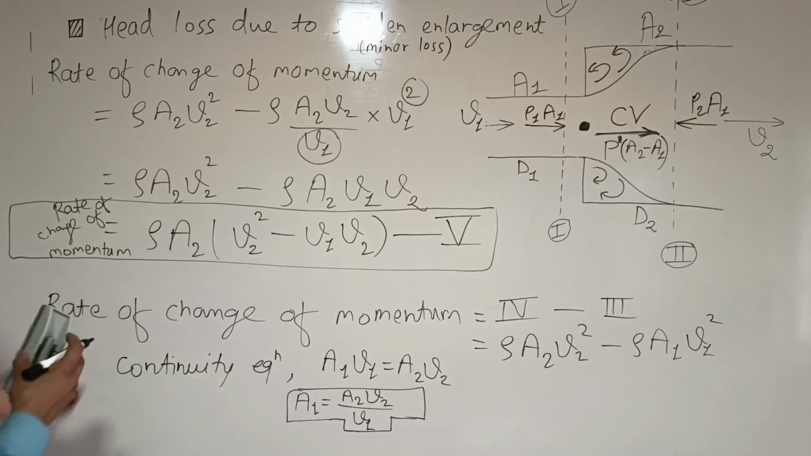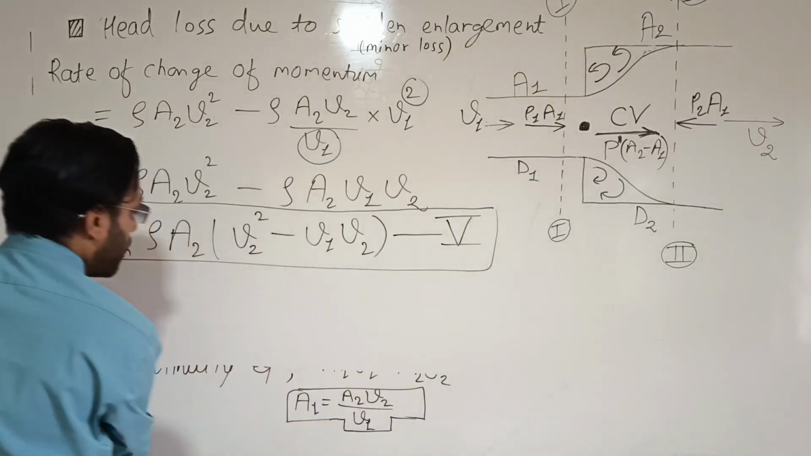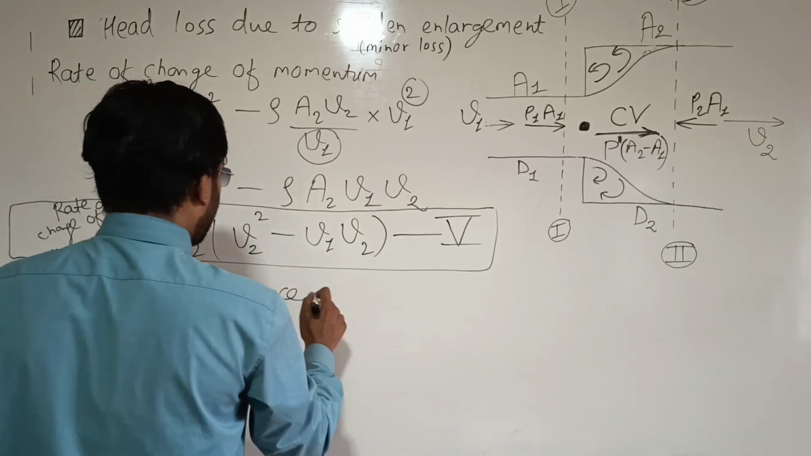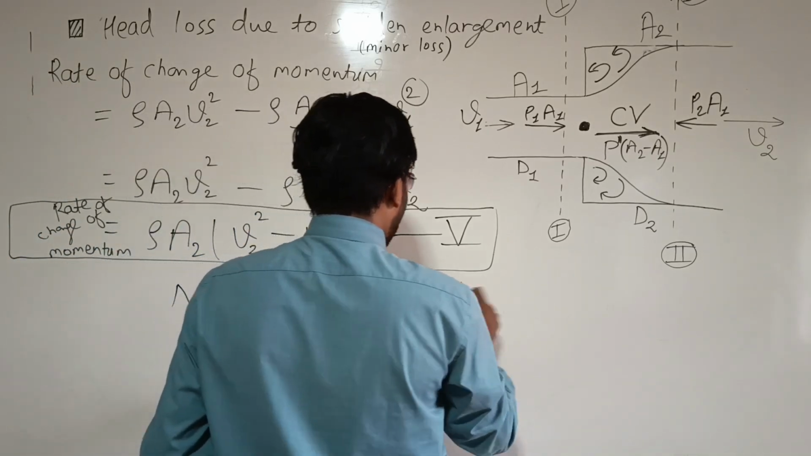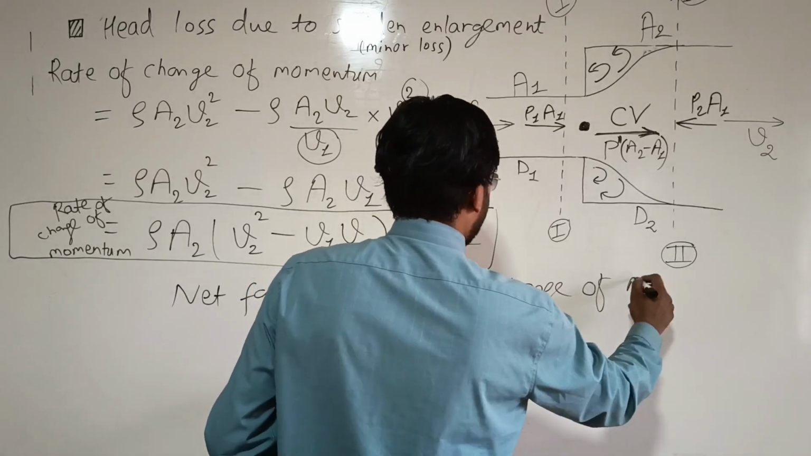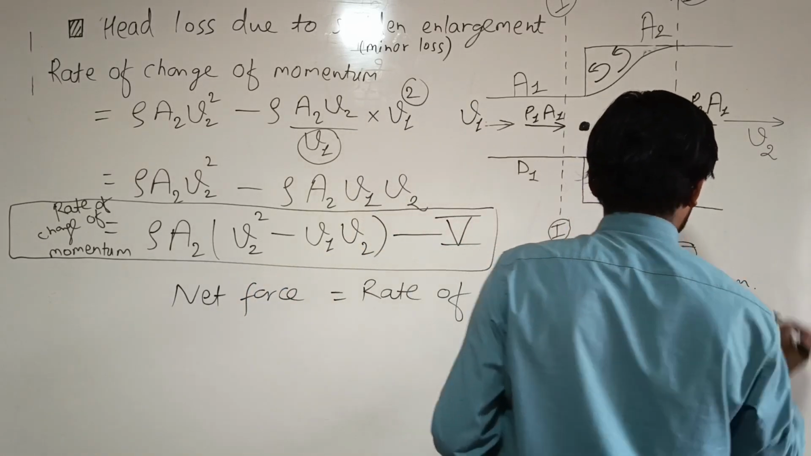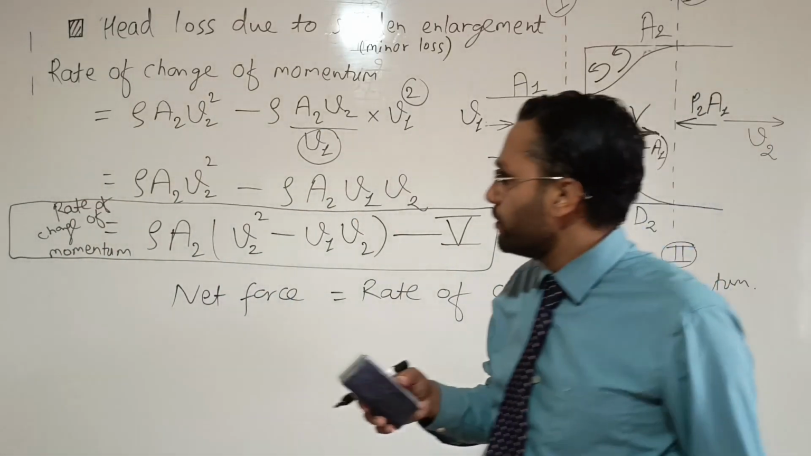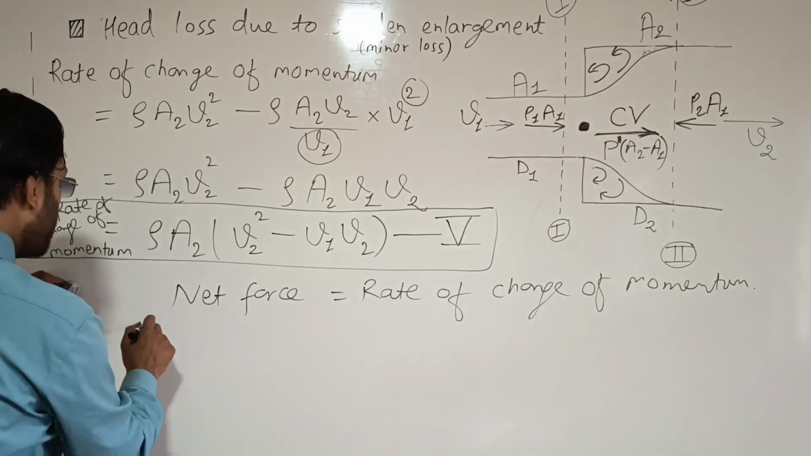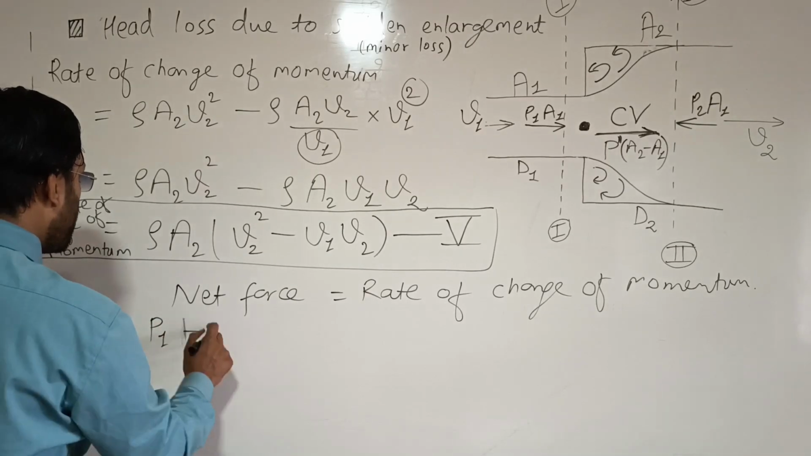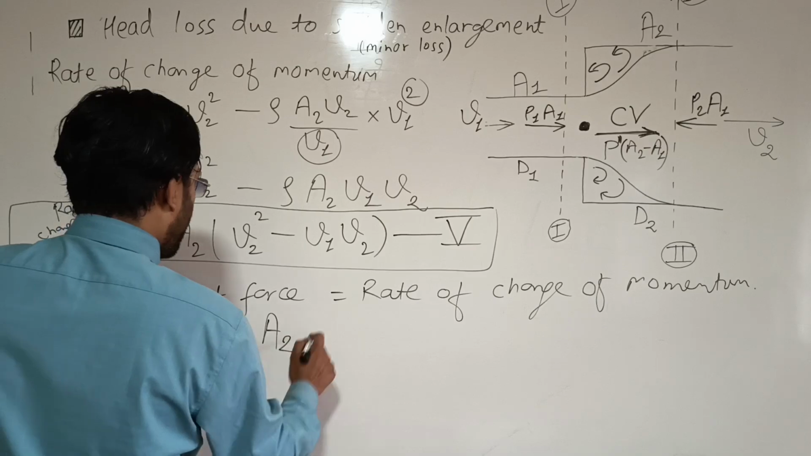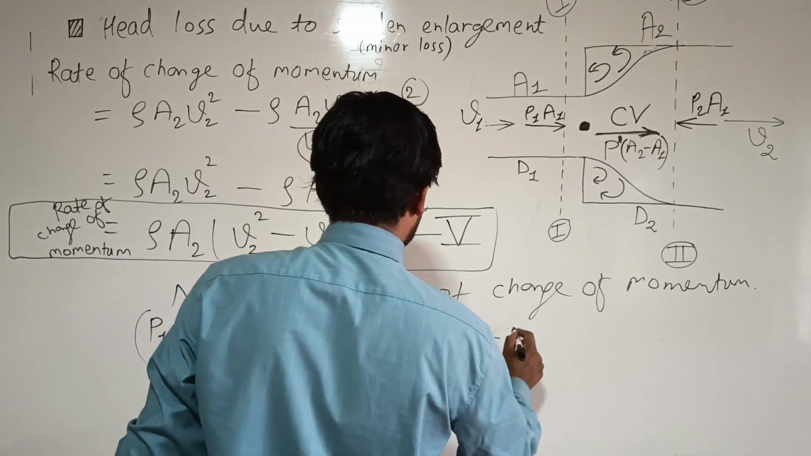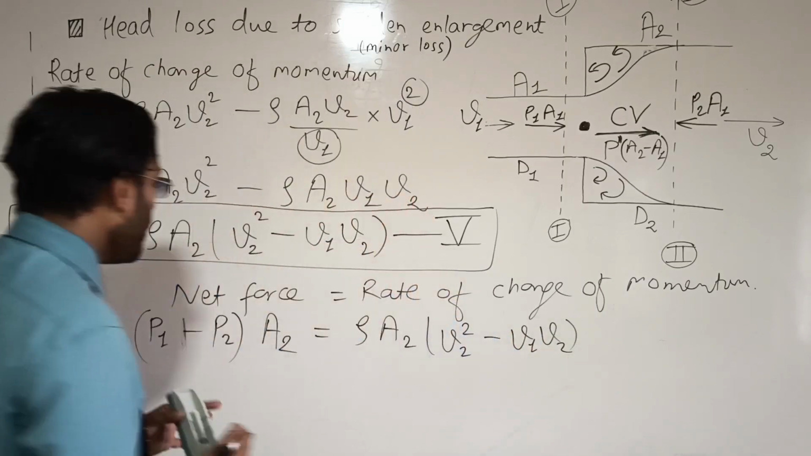So let's apply the momentum principle, that is net force is equal to rate of change of momentum. How much is the net force? Already I have got the net force, that is (P1 minus P2) into A2, and this is going to be equal to the rate of change of momentum, that is rho A2 (V2 square minus V1 V2). Okay, I have got this one.